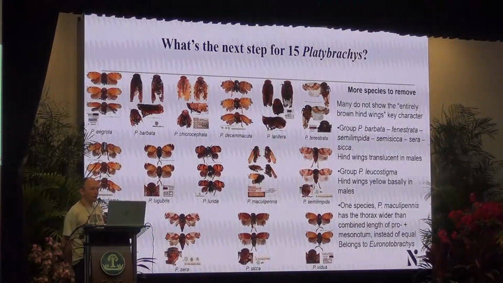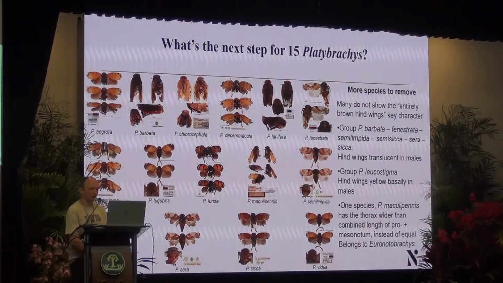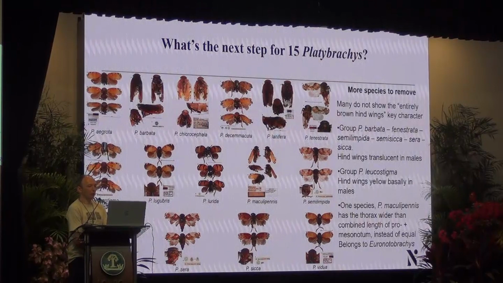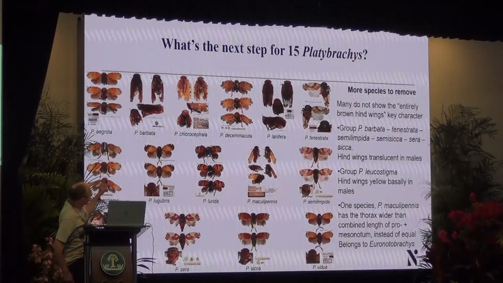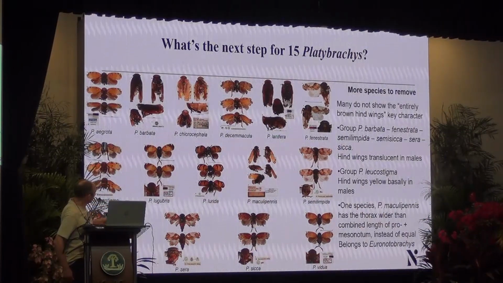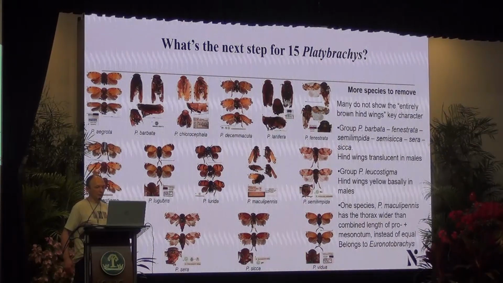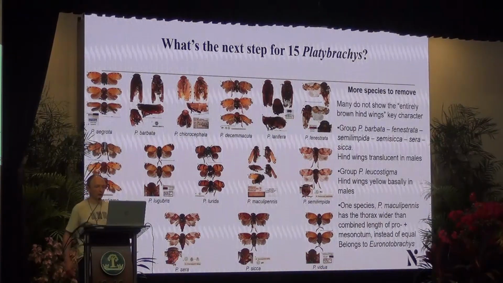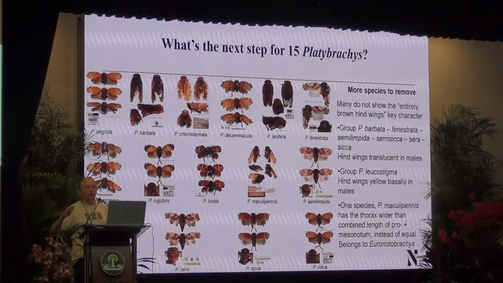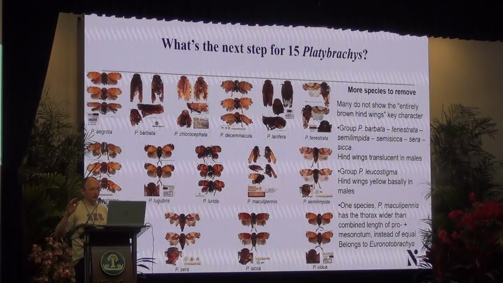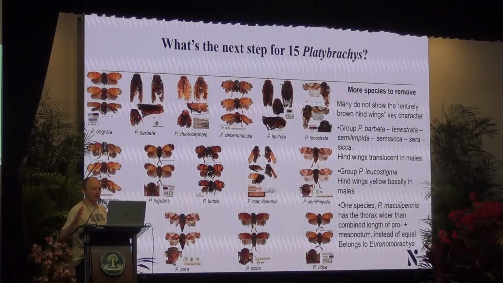So the next step for the 15 species of Platybrachys that are still in Platybrachys, there are more species to remove, of course. There's a group of barbata, fenestrata, sicca, that doesn't show the completely brown hindwing. They are mostly translucent in the males and translucent brown in the females. That genus is sexually dimorphic. The males are gray and brown, and the females are reddish brown.